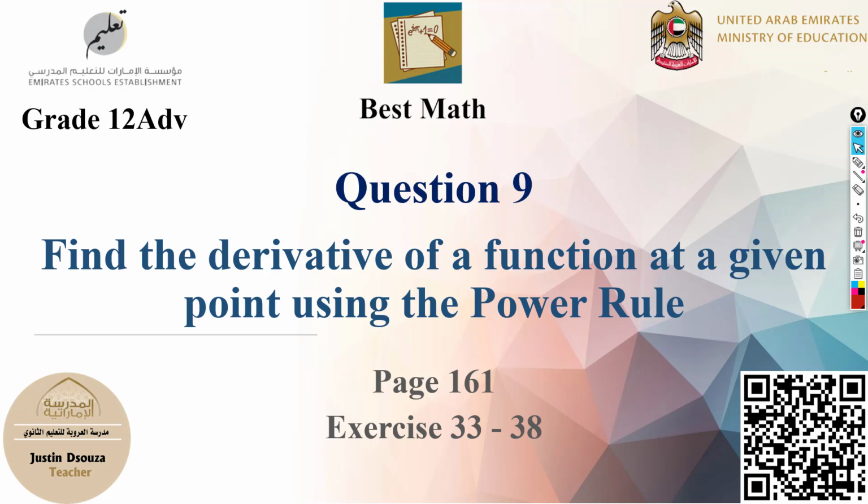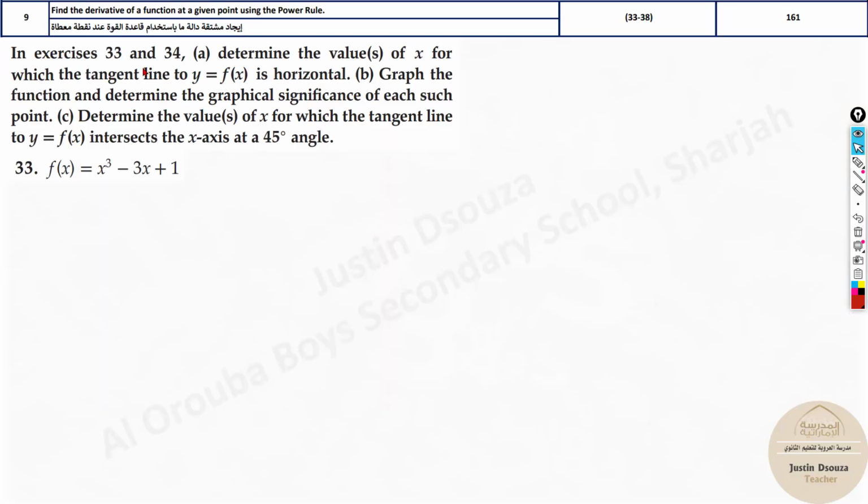Question number 9 is to find the derivative of a function at a given point using the power rule. I wish it was as simple as this, but the questions seem to be different. Let's go into a question. In this particular question, they are asking to determine the values of x for which the tangent line is horizontal.